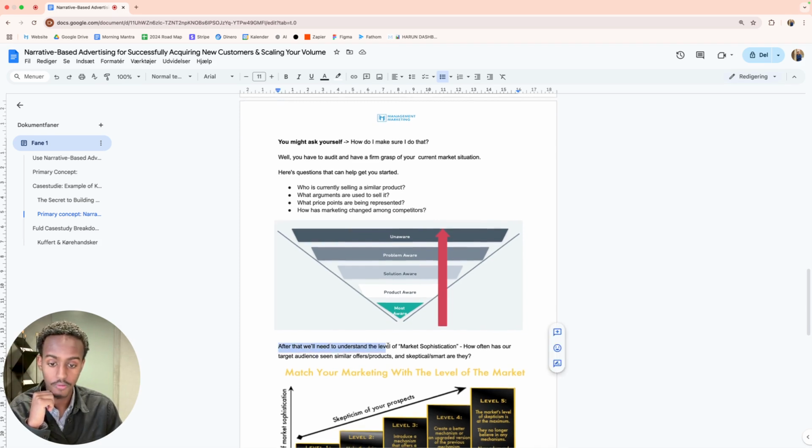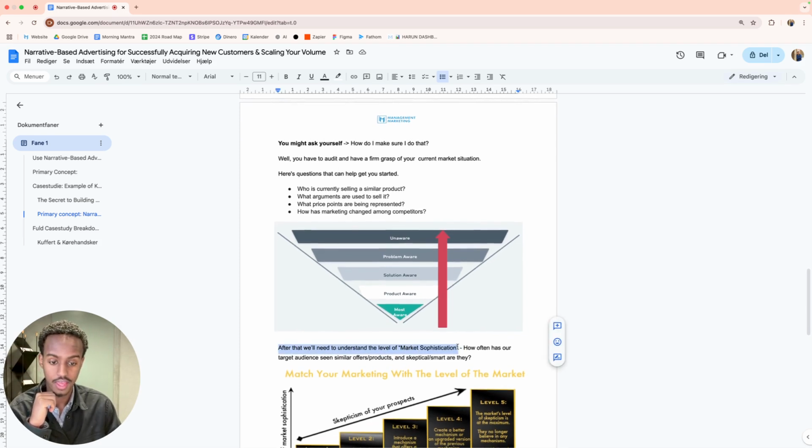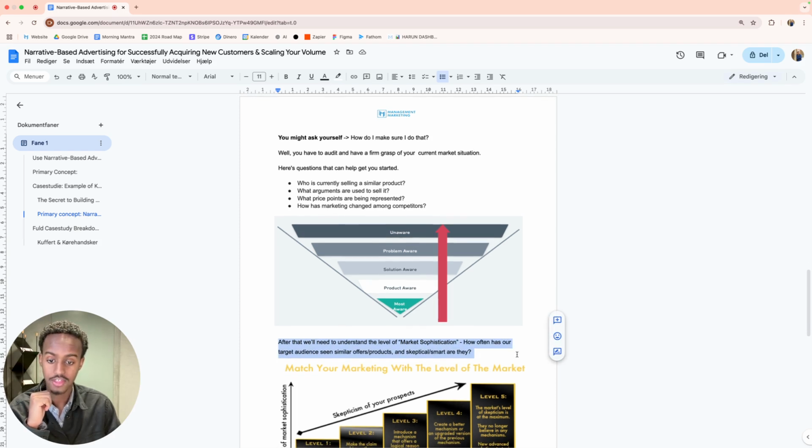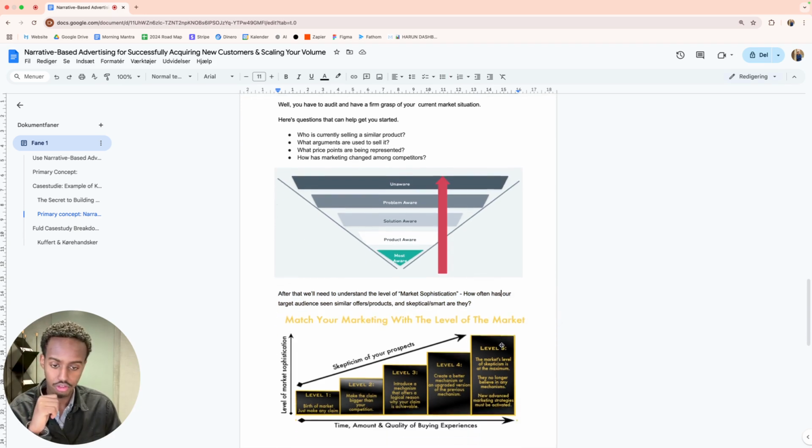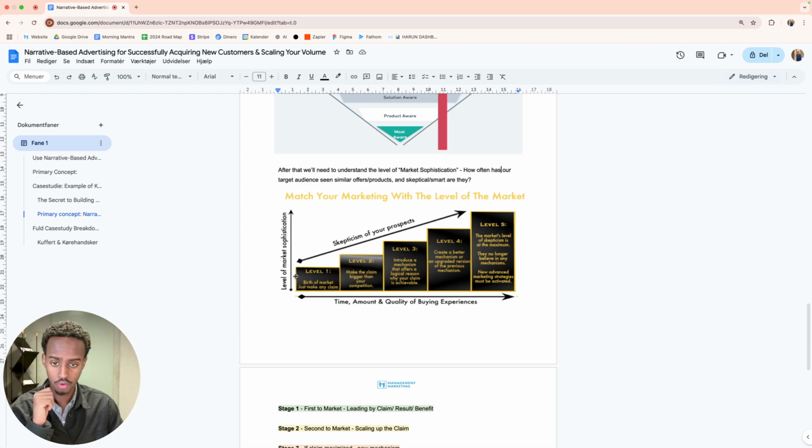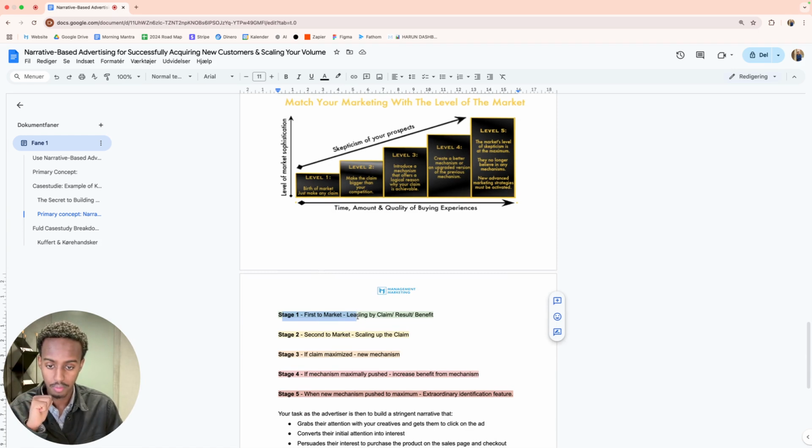And after that, you will also need to understand the level of market sophistication, which pretty much means how often your target audience have seen similar offers or products, and how skeptical and smart they are. And to essentially sum it up, there are five levels of sophistication. We have first to market, where you can lead by a claim, result, or benefit. Second to market, where you have to scale up the claim that has been given in first to market. Stage three, where you essentially have to maximize the claim with a new mechanism.